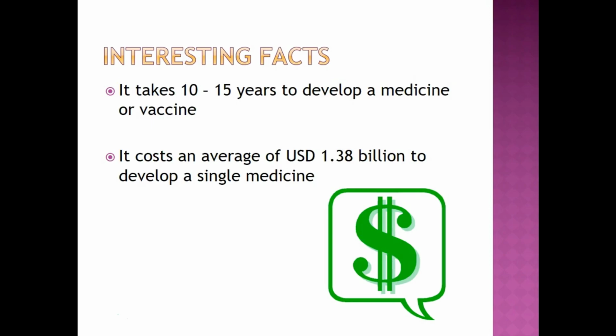Some interesting facts: it takes 10 to 15 years to develop a medicine or a vaccine, and it costs on average 1.38 billion to develop a single medicine. So once your product is developed, it costs a vast amount of money to ensure that your product remains safe and effective for its use by the final end user. That's why we ensure that there are tight controls around production at all times.